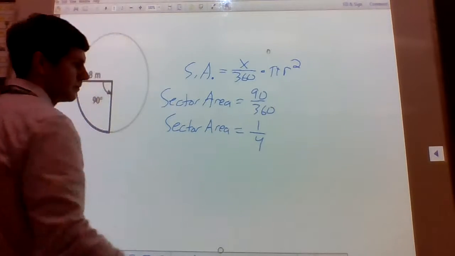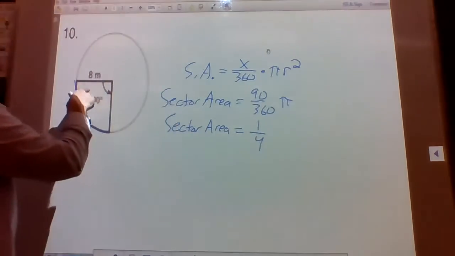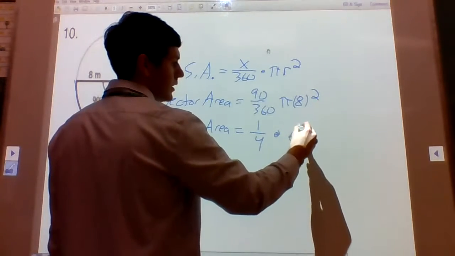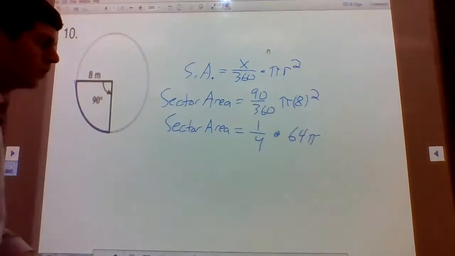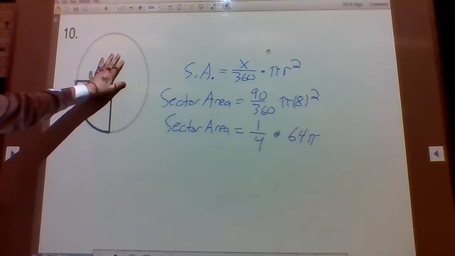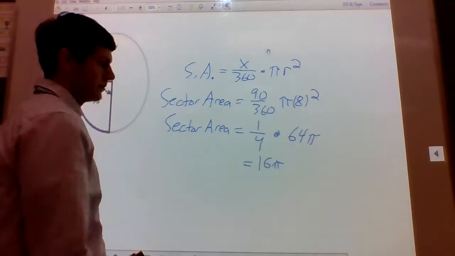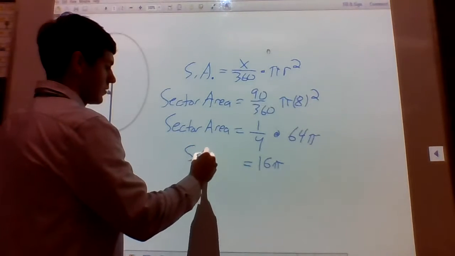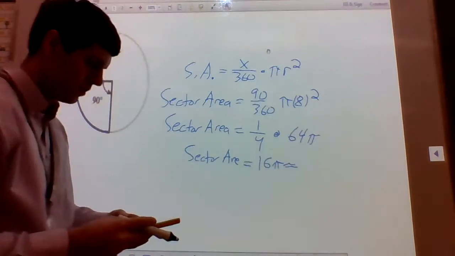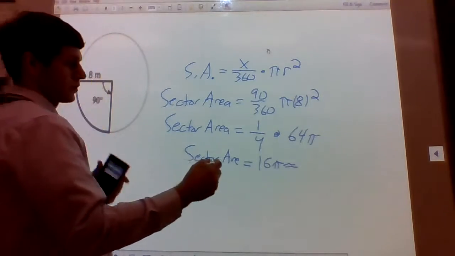of the whole circle. And the area of the whole circle is pi r squared. So 8 is our radius, so that is 64 pi. So the whole area of all this here is 64 pi. We don't want all of it. We only want part of it. So it's going to turn out that it's 16 pi. And we know 16 pi is approximately 50.3 meters squared.